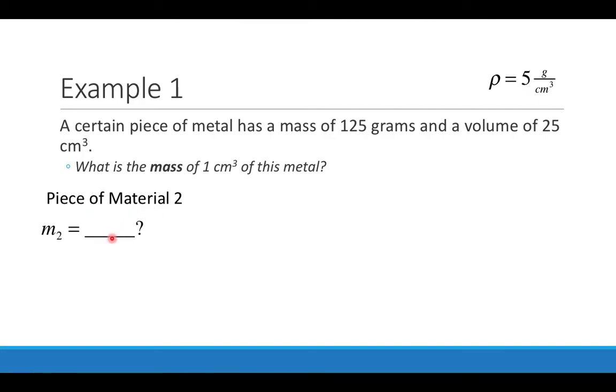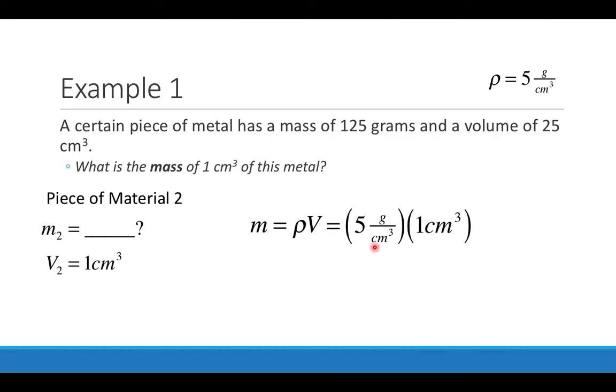So piece of material 2. I want to know what the mass is. I know the volume is 1 centimeter cubed. So I can go to my relationship between mass, density, and volume. And I know the mass is the density times the volume. The density is 5 grams per centimeter cubed. The volume is, of course, 1 centimeter cubed. So I get a single centimeter cubed of this particular material is just 5 grams. That should make sense to some extent, just from the basic definition of density. And of course, I would expect my number to be much less than 125 grams, because 125 grams is the mass when I have 25 centimeters cubed.